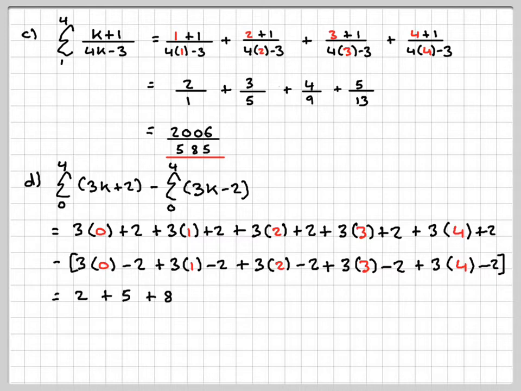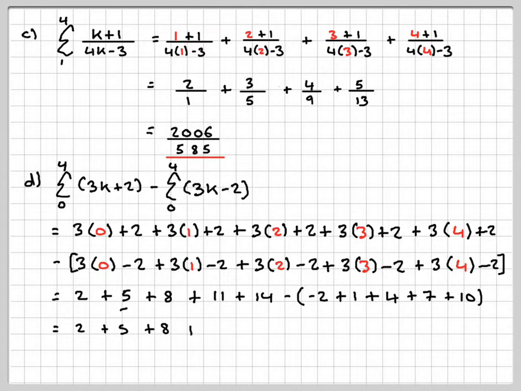So that gives me 2 plus 5 plus 8 plus 11 plus 14 from the top, minus, keep the bracket in, minus 2 plus 1 plus 4 plus 7 plus 10 from the bottom term. Now, removing the bracket, minus 2 gives us plus 2, minus 1, minus 4, minus 7, minus 10, and that gives me 20. Now, there is perhaps a slightly easier way of doing this.